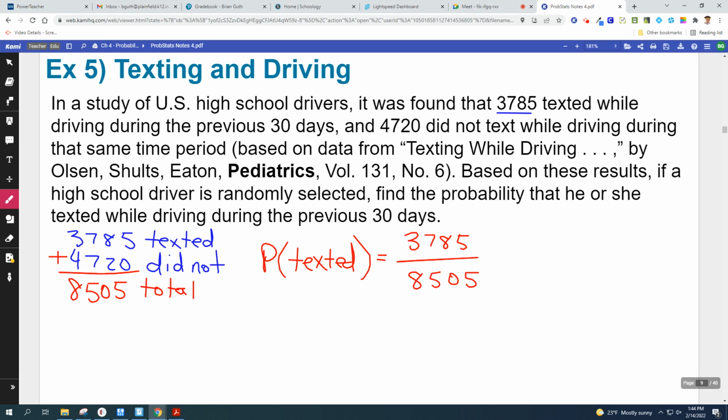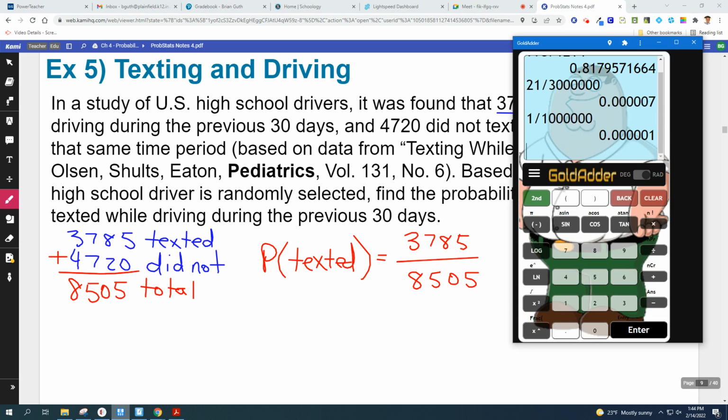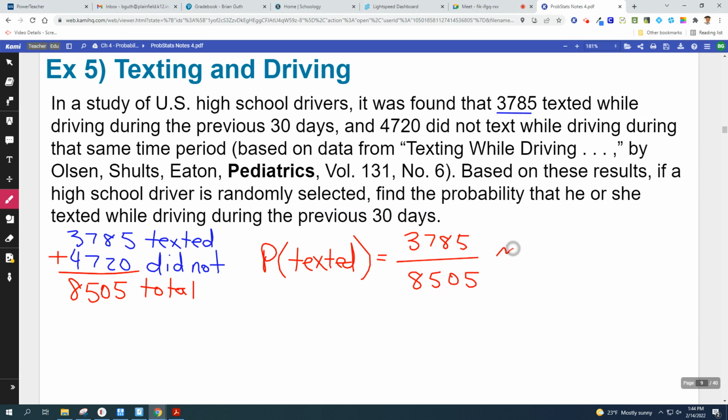And so again, to me, the question becomes, do I like that fraction? Am I okay with that? Is that easy on the eyes, or would I rather look at a decimal? And to me, I would much rather look at a decimal here. 3785 over 8505 is approximately 0.445. To me, that's much easier to process. I can see that it's less than 50%. That makes sense because 3785 is less than 4720, so my answer should be less than 50%.